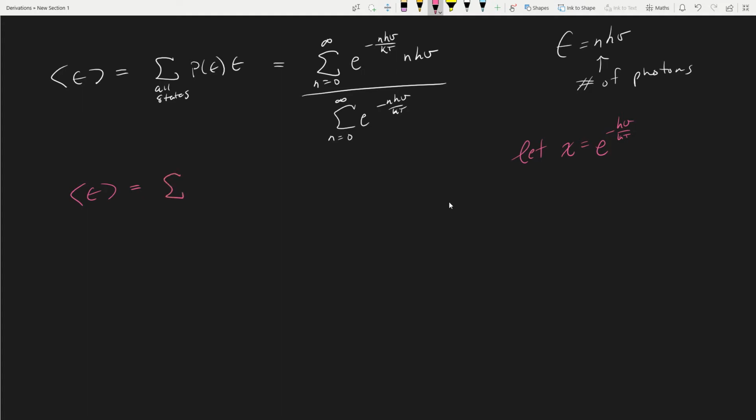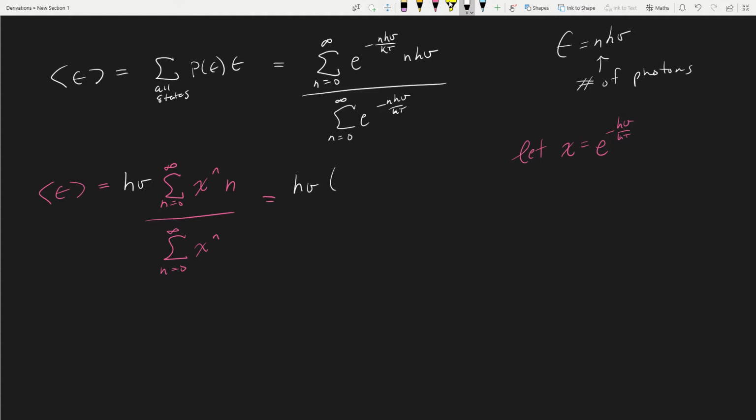Okay, so the new summation running from n equals 0 to infinity is equal to x to the n. If you look carefully, you'll notice that. And let me actually just shift this over, give myself some more space. x to the n, and I'm going to take the hν outside. And then on the bottom, it's just the sum from n equals 0 to infinity of x to the n. So we have a couple of pretty simple infinite series here. So let's write them out.